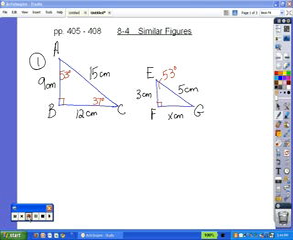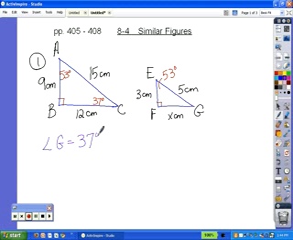So in number 1, the directions are asking us to find the missing length x and the measure of angle G. We'll actually start with the angle measure. Angle G is on the bottom right-hand side of the small triangle, and that matches with angle C of the large triangle. So angle G would measure the same as angle C. Since angle C is 37 degrees, then angle G is 37 degrees.